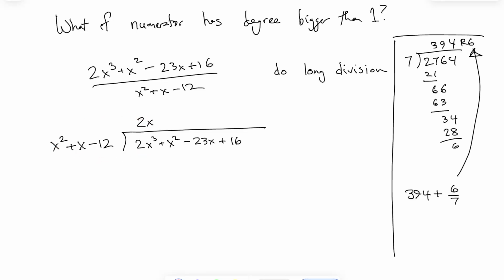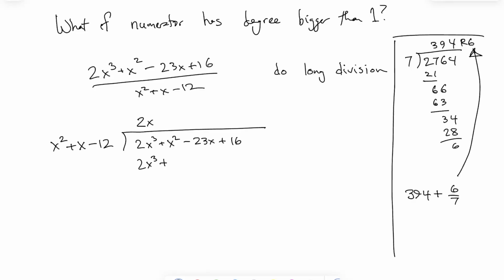That was the first digit of the answer. And now, just like the long division, you do a multiplication. So I'm going to multiply 2x times this and write it down here. So 2x times this. In the first term, it becomes 2x cubed.